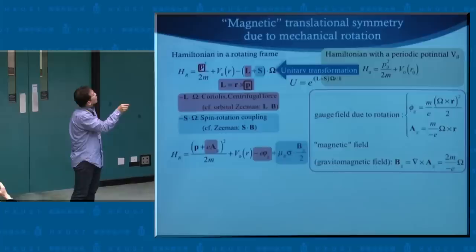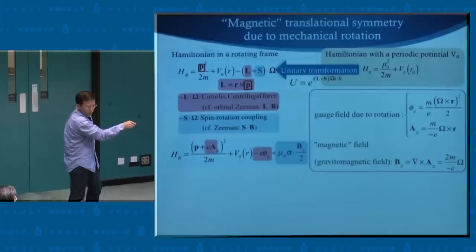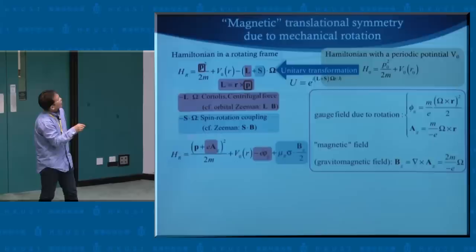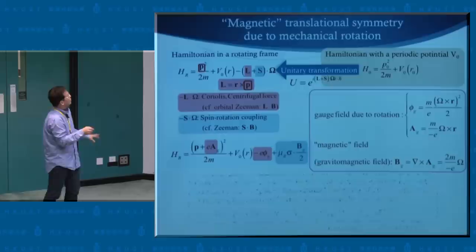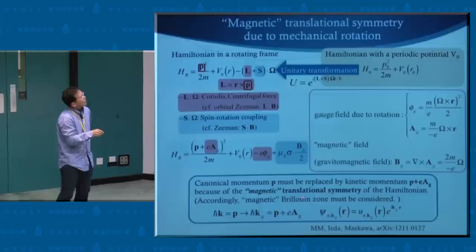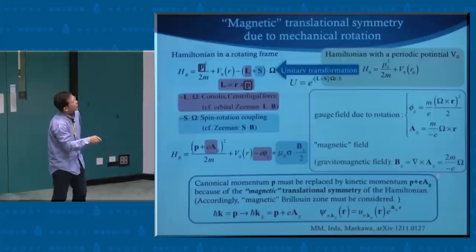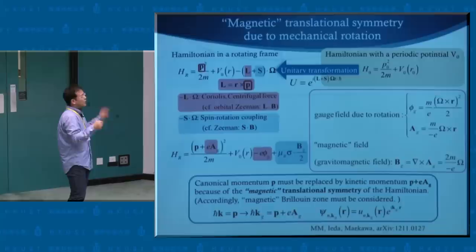So if we put together the two momentum operators, this P and this P, we can rewrite this Hamiltonian in this form. Clearly from the Hamiltonian, the translational symmetry of the Hamiltonian is completely changed. So the canonical momentum P must be replaced by the kinetic momentum P plus E·A, which is given by this form, and this is exactly the same as the case in the presence of a magnetic field.